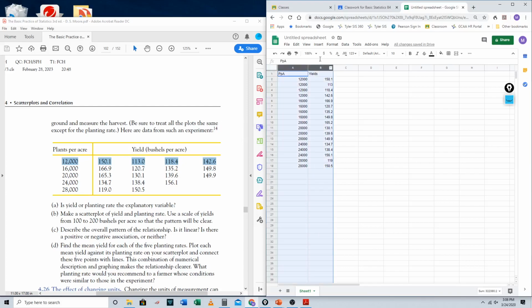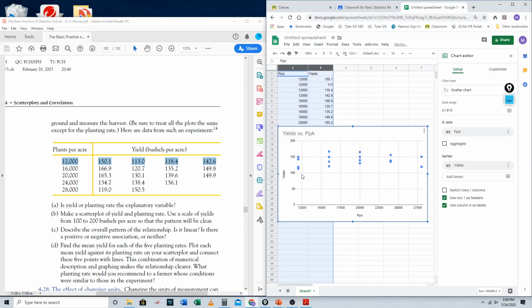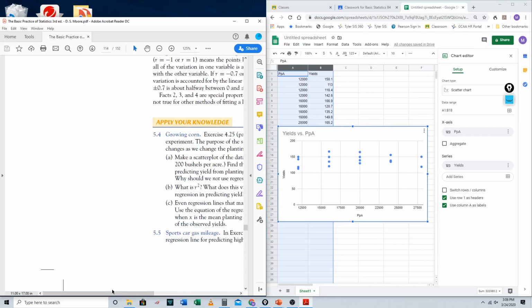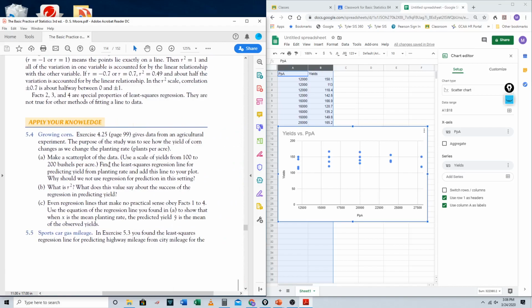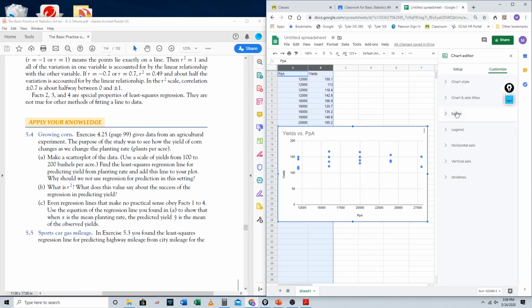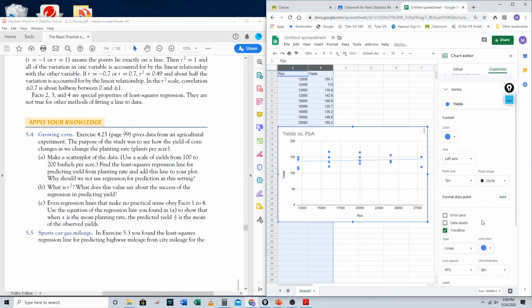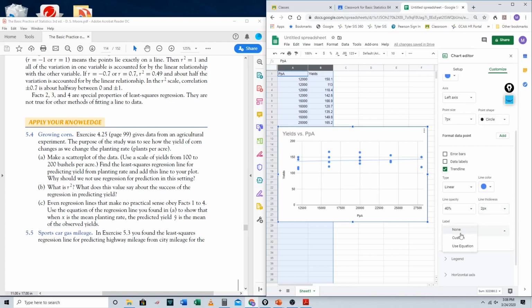So let's enter the chart. Insert chart. Now here's the question. The question was, going back here, 114. Once we make this scatter plot, we can add the least squares regression line. So customize, series, trend line, and equation, and we can even do R squared.